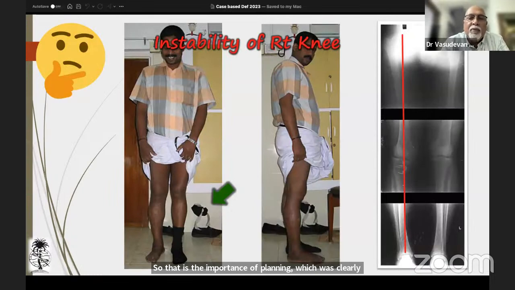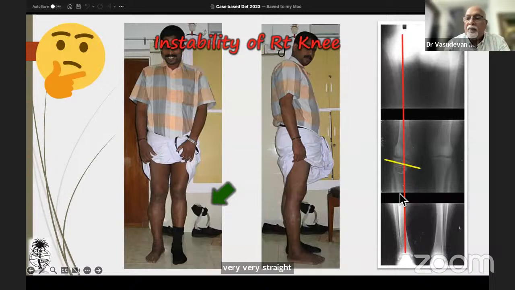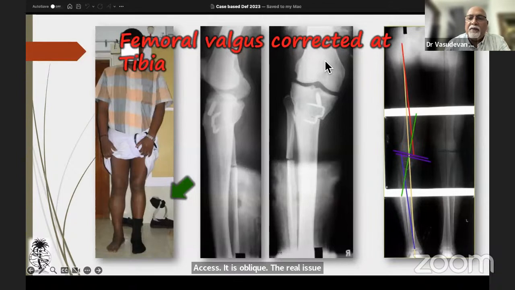So look at this young man who came to me with instability of the right knee joint. You can see a foot drop splint at the back. The limb is looking very, very straight. That was his full length x-ray. That was his knee joint axis. It is oblique. The real issue was he had a distal femur valgus, which was corrected in the proximal tibia acutely and fixed like this. In the process, he developed a foot drop, because an acute correction of the valgus into varus stretched the peroneal nerve. So now he has to undergo a femur correction as well as a tibial correction.